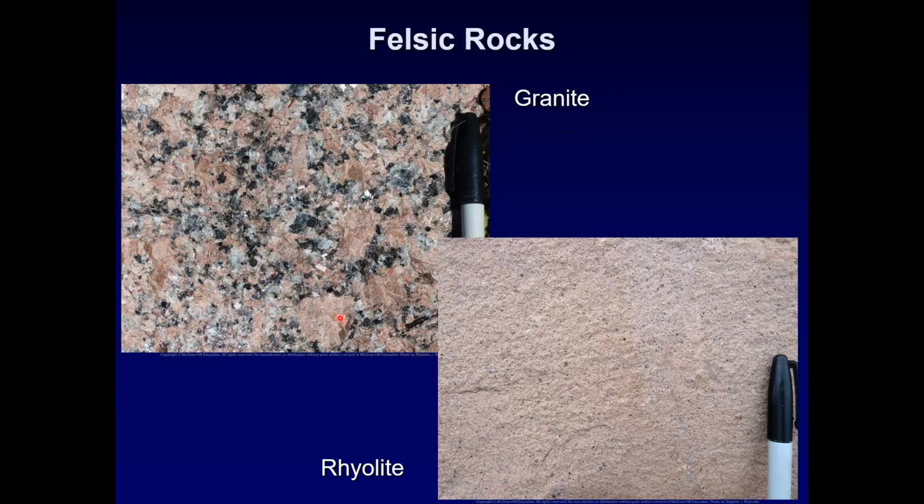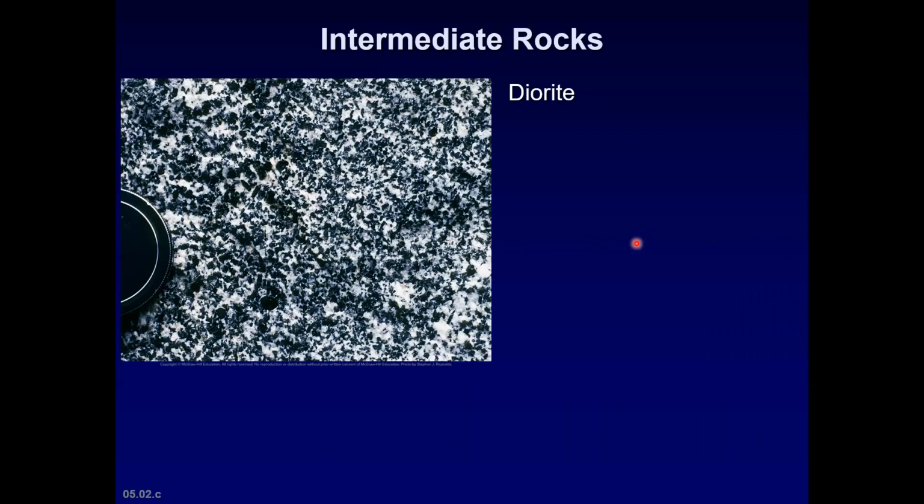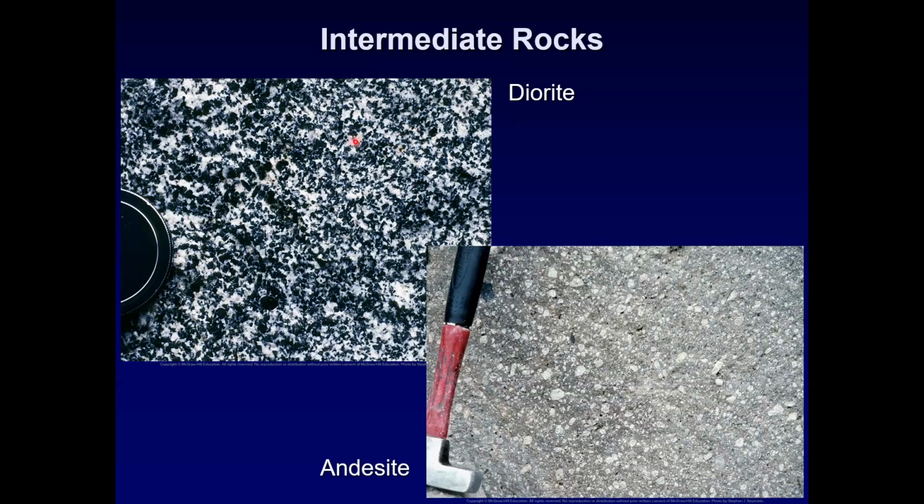Granite is intrusive, formed underneath the Earth's surface. It has some darker minerals as well. This is extrusive, formed at the Earth's surface. You can also have an intermediate igneous rock, and that's got mostly dark and light minerals, kind of 50-50. Diorite is a good example. It's an intrusive igneous rock.